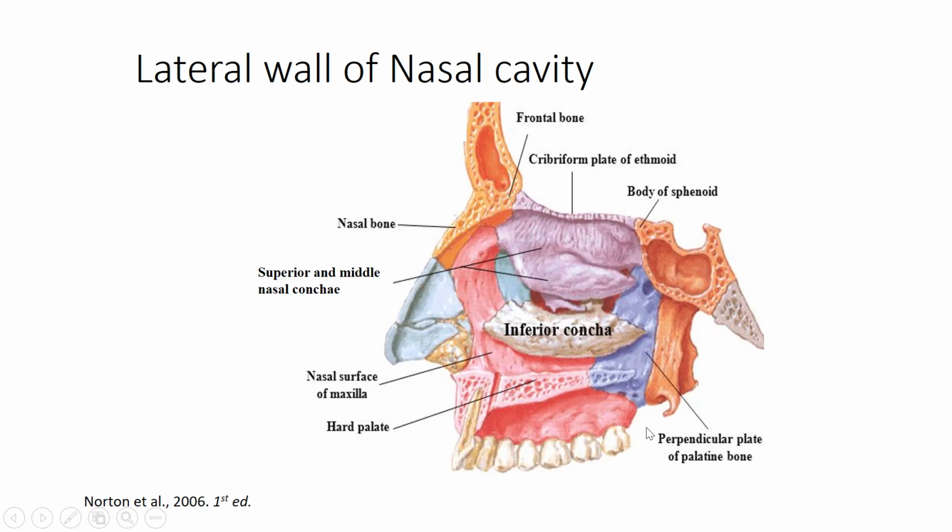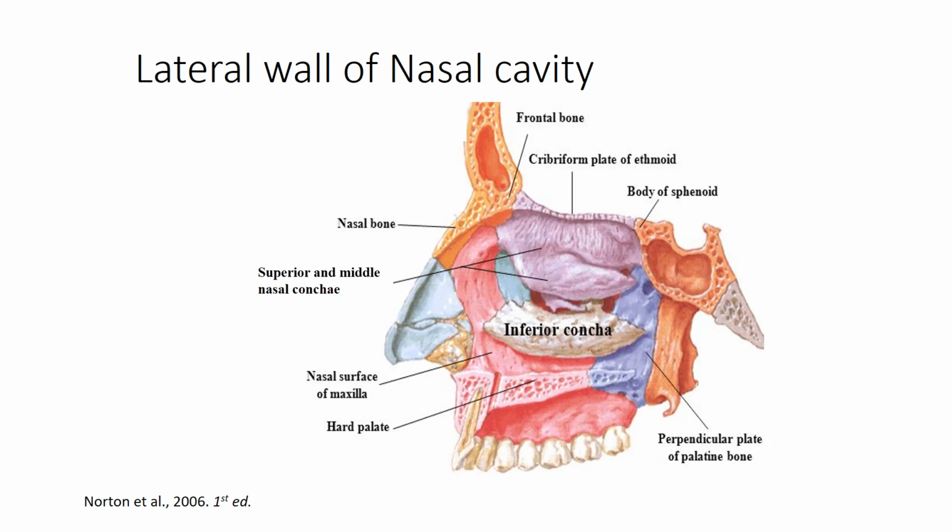Inferior to each nasal concha, we will find recesses or spaces that are called meatus. So we will have, inferior to the superior nasal concha, the superior meatus, then inferior to the middle nasal concha, the middle meatus, and inferior to the inferior nasal concha, the inferior meatus.